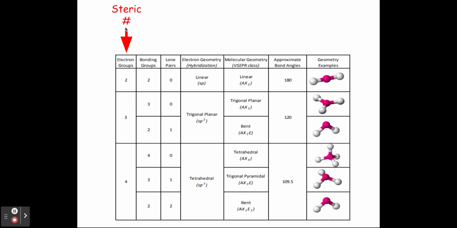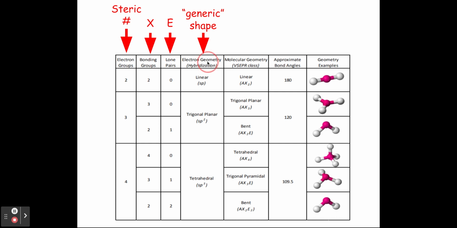So your steric number is here. Again, as I mentioned, this is your steric number. Steric number is the number of bonding and non-bonding groups total. So here we have 2 electron groups. Here you have 3 electron groups, 4. So the steric number is 2, 3, and 4. And your X is your bonding groups, right? So here we have 3 bonding groups, 0 lone pairs, 2 bonding groups, 1 lone pair, but the total steric number is 3 for both of them. And then E for the non-bonding groups, the lone pairs.